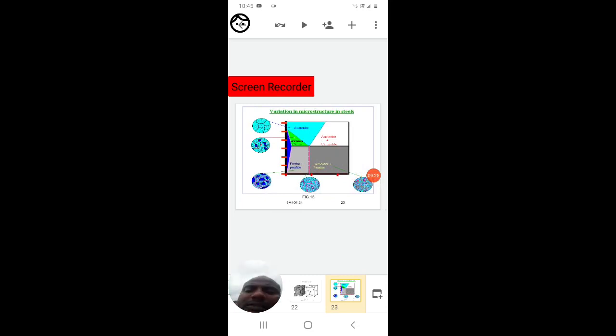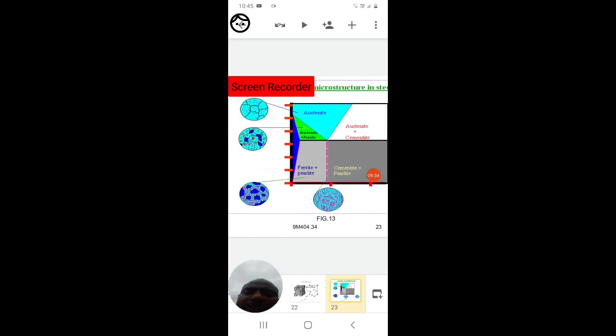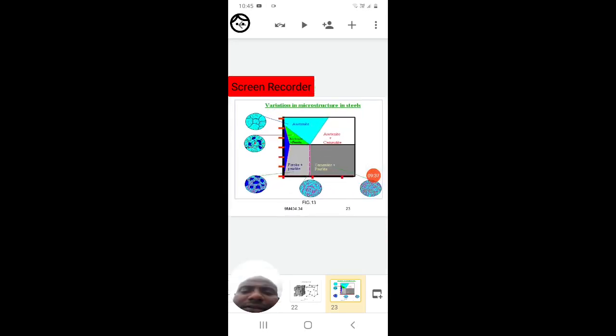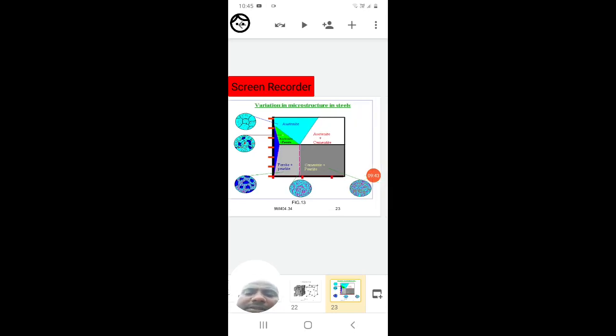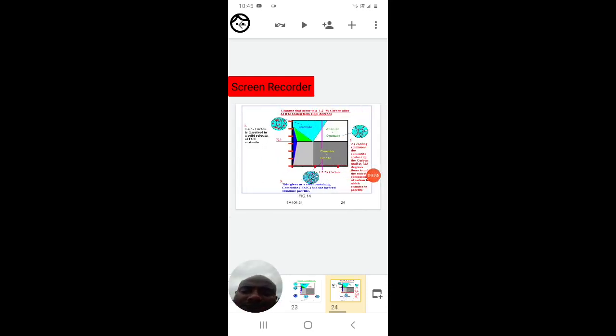This is the iron carbon equilibrium diagram. In the iron carbon equilibrium diagram, you will see the variation in microstructures in steels, that is, with iron carbon content mixing. Different types of irons appear; the phase diagram relates temperature, composition and transformation. All of these are studied in the microstructures.